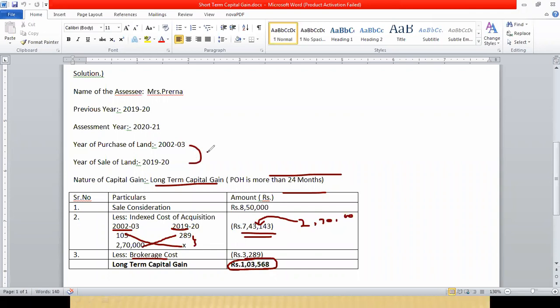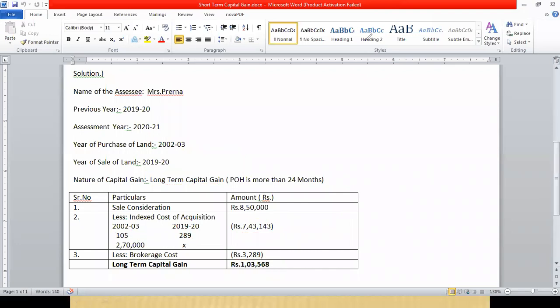Now, see, the difference is 17 years. Logically, if you understand, you cannot compare both these years, because in 2002-3 the cost would have been very less. That is 105 rupees, and it has increased to 289 in 1920. So for that purpose, the Income Tax Act gives the benefit of increasing the cost of the asset also, and you will get a reduced capital gain. This is the purpose of indexation.